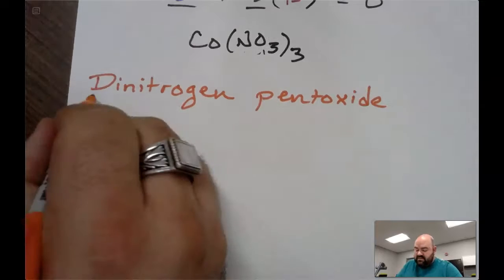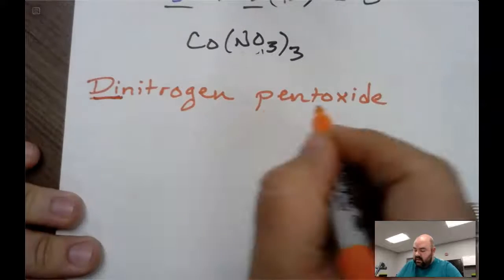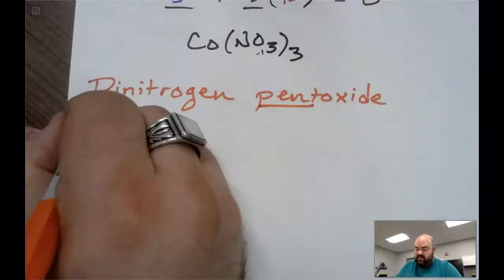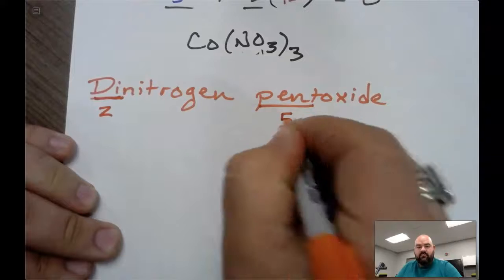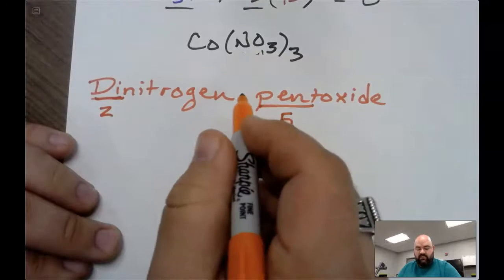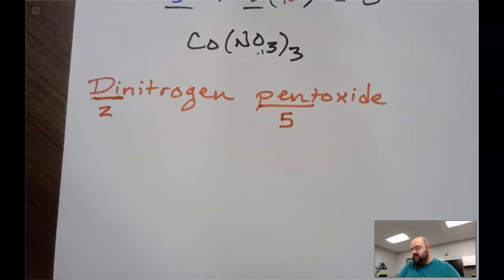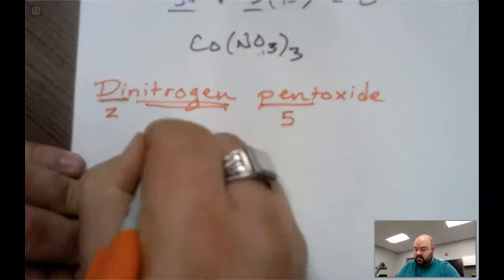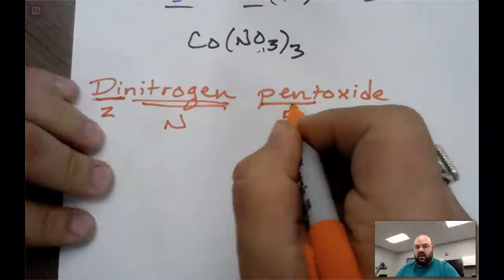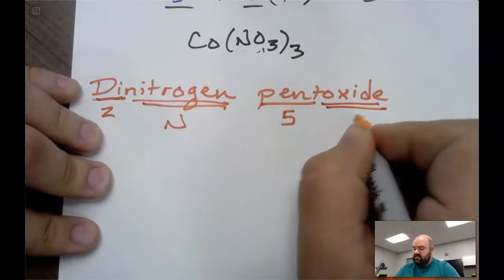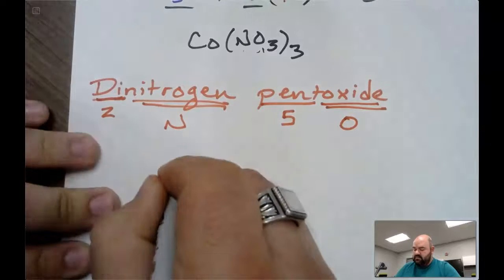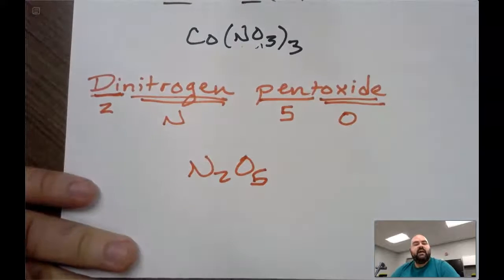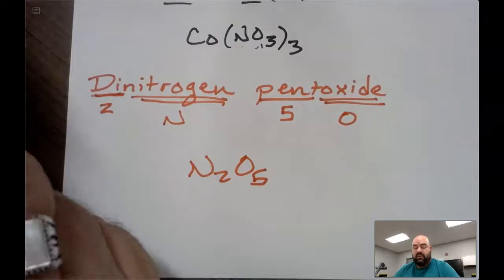But we do have our prefixes, di and pent. These are things you just have to memorize. Remember, di means 2, pent means 5. So I have 2 of whatever comes after it. In this case, I have 2 nitrogens, which is N, and 5 oxides, which is oxygen. So I have N2O5. And that is how you generate the formula for type 3 compounds.